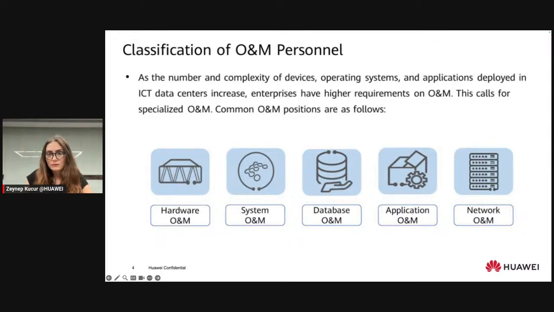Hardware O&M involves equipment planning and service management. System O&M focuses on operating systems and optimization. Database O&M handles things like backups and data recovery. Application O&M ensures service stability during updates. And network O&M covers everything related to maintaining network infrastructure.